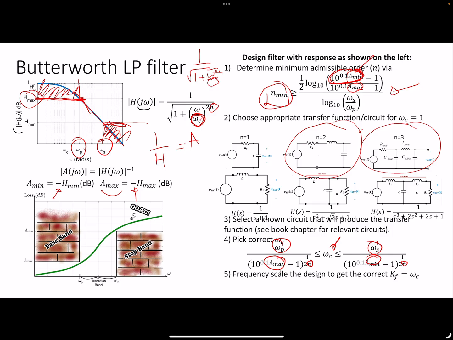Are there questions about this at this point? So designing involves two things: finding N-min, finding omega C, and to find those two things, you just plug in whatever A min, A max, omega P, and omega S is given to you. That's it.